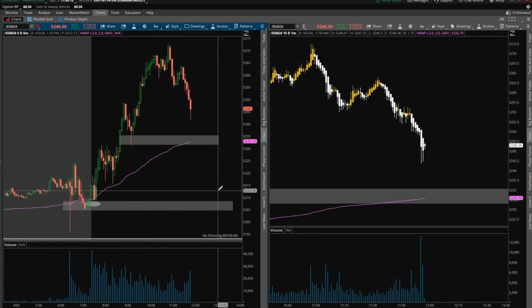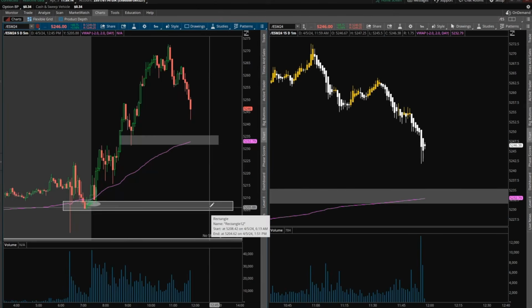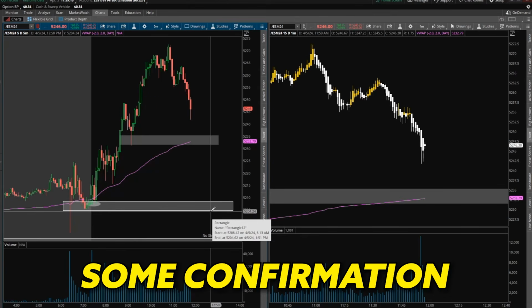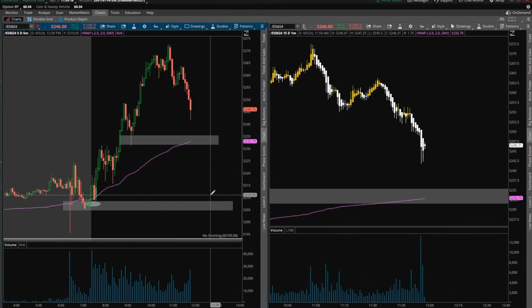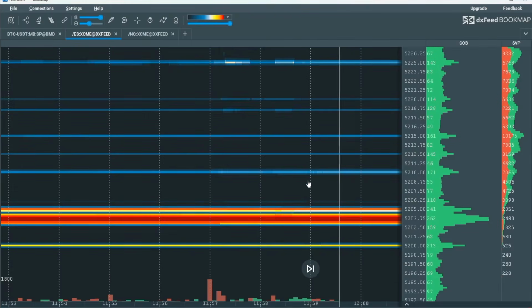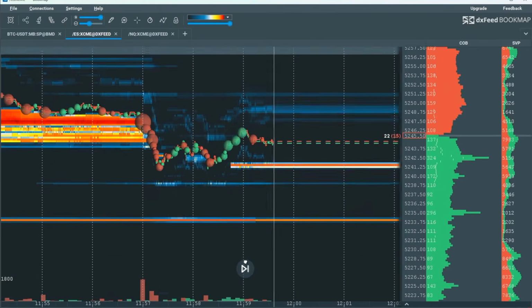But again, we only want to enter on this place or this place if we get some confirmation candles, whether that's a reversal candle with high volume, a Heikin-Ashi candle with high volume, right? Whatever kind of confirmation you like to use, that is the strategy I'm using, and this is how I'm using Bookmap to confirm it, right? And get more high probability trades.